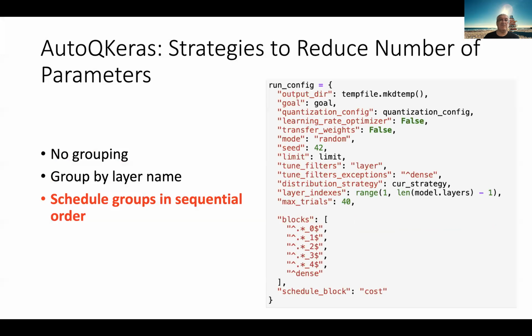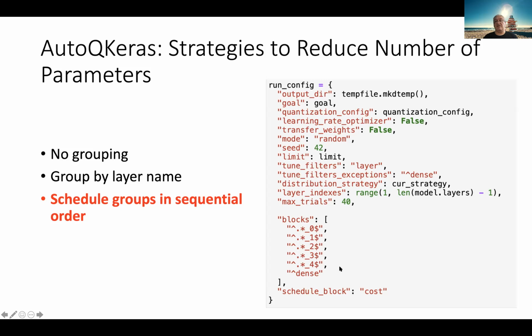So there is a third method to do scheduling of the operations, and that is called scheduling groups in sequential order. Basically, you specify a block here, and your block is any layer name that has a specific pattern applied to it. In this case, the way I named my layers is layers ending with 0, layers ending with 1, layers ending with 2, 3, and 4. And finally, there is the dense layer.